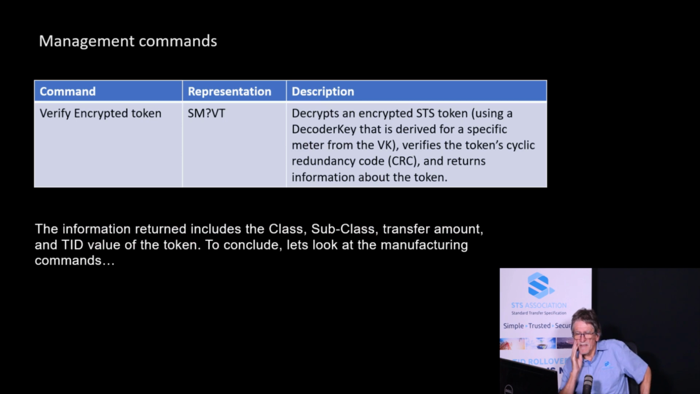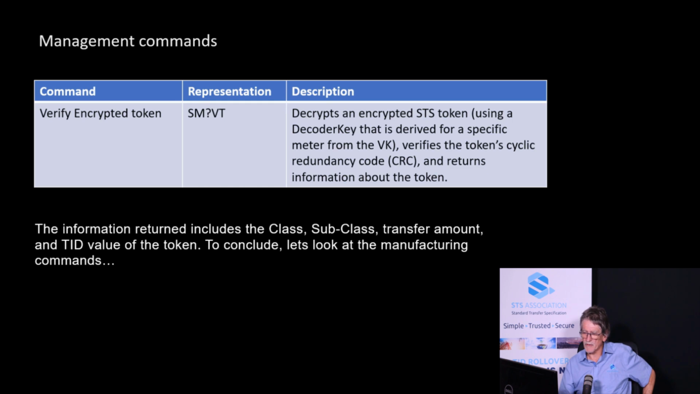You can also verify an encrypted token using the SMVT. This decrypts an STS token using the decoder key, verifies the token's CRC, and returns information about that token. The information returned includes the class, subclass, transfer amount, and TID value of the token.